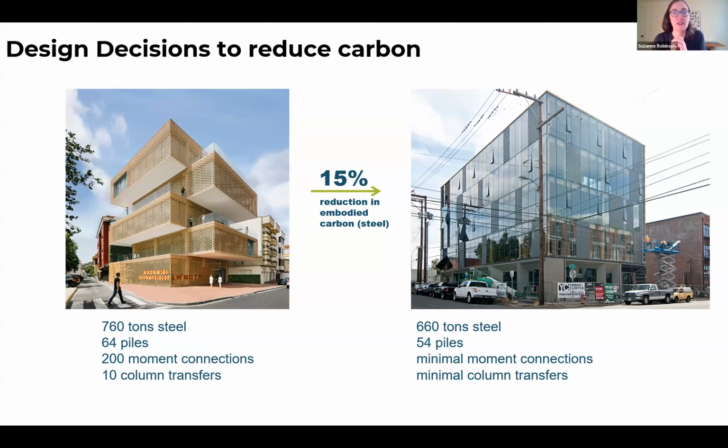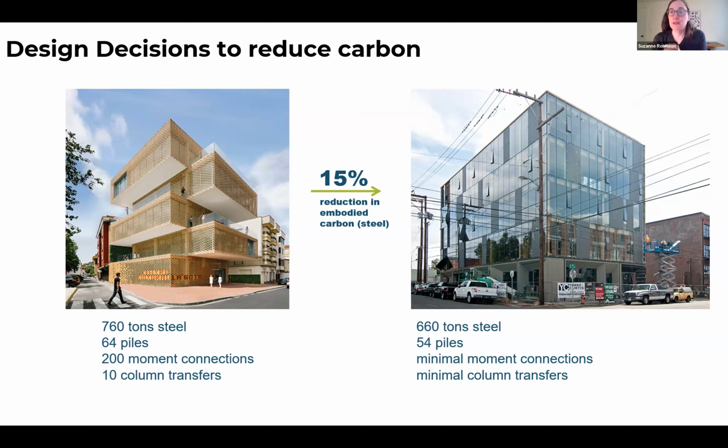And it was an interesting exercise because we do LCA analysis at periodic points throughout the project, just so we can understand the impact of some of the design decisions. And so we're not changing the material types or anything like that, but just the shift in the architectural design resulted in a 15% reduction in steel tonnage. And that was partly due to no more cantilevers, very minimal transfers, and moment connections that we were needing that have a higher demand for the steel.